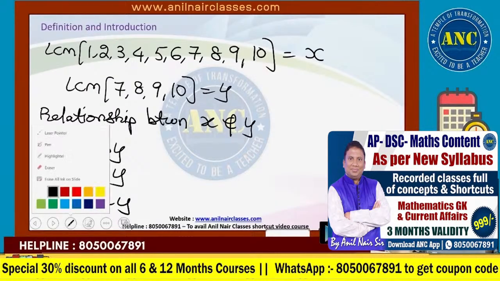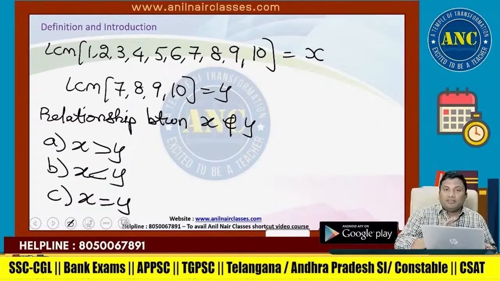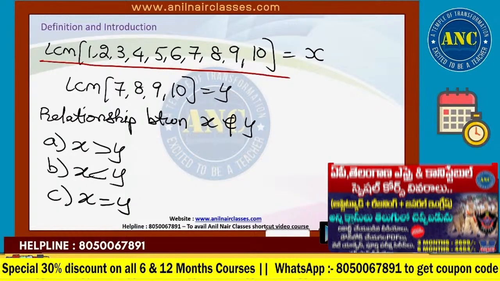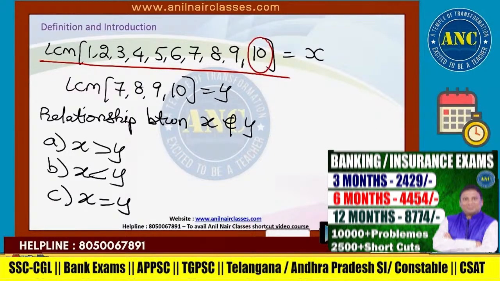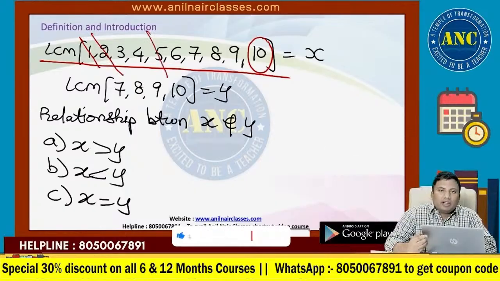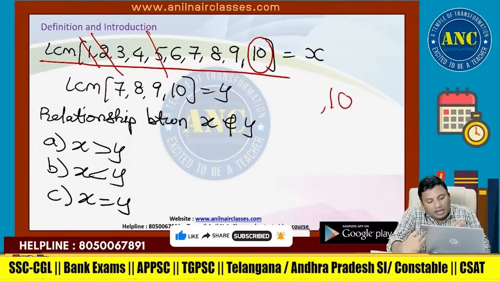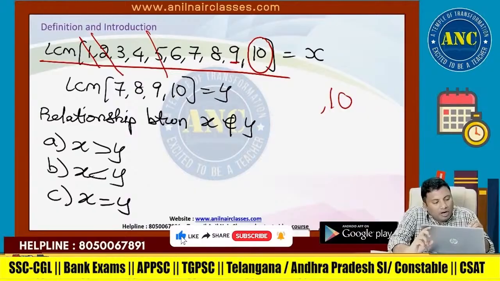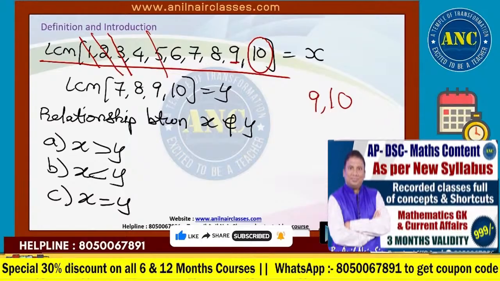Most students may think that if the number of elements is more, the LCM will increase, which is not true. The largest number is 10. Which numbers will divide 10? 1 will divide 10, 2 will divide 10, 5 will divide 10. You don't need to write 1 to 5, so I will write only 10. Then let me take 9. 1 will divide 9, 3 will divide 9, so I don't need to write 1 and 3.